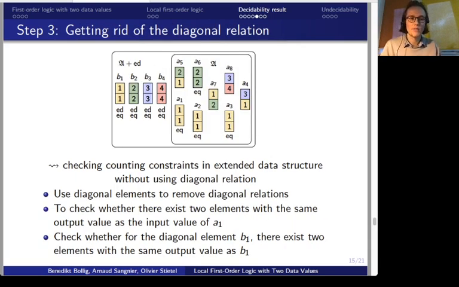And after, to get rid of the diagonal relation, we want to check counting constraints in the extended data structure without using the diagonal relation. To do so, we use the diagonal element to remove the diagonal relations. So for example, if you want to check whether there exist two elements with the same output value as the input value of A, we check whether for the diagonal element B1, there exist two elements with the same output value as B1.